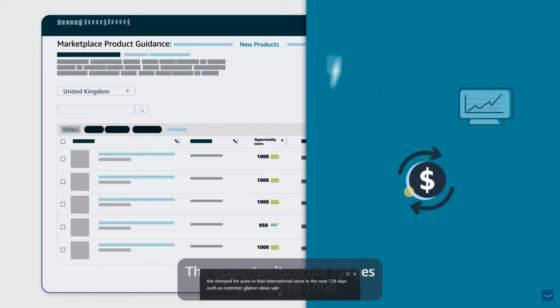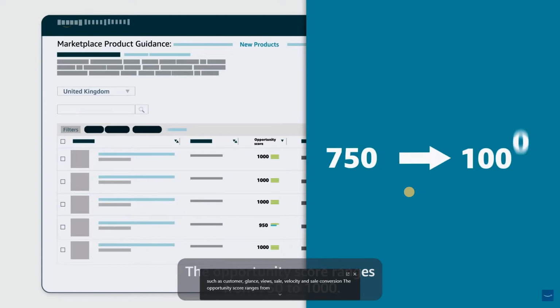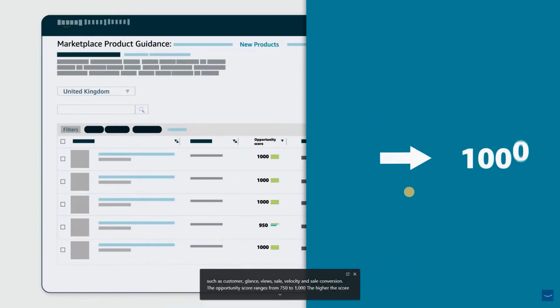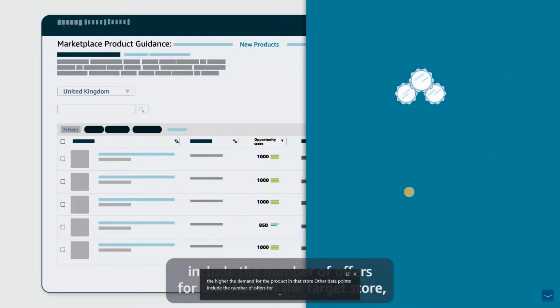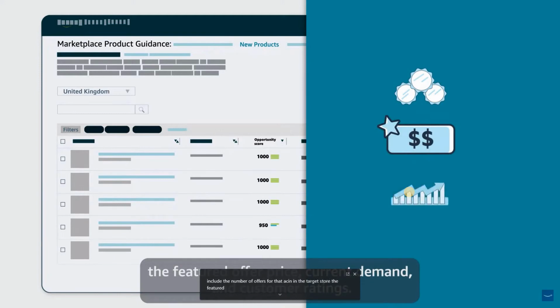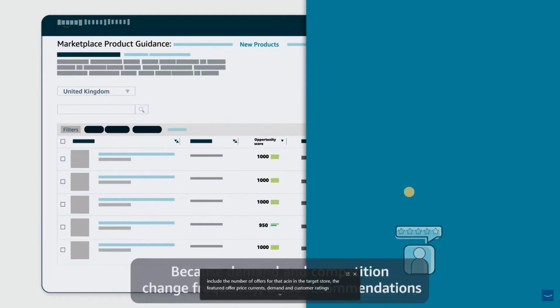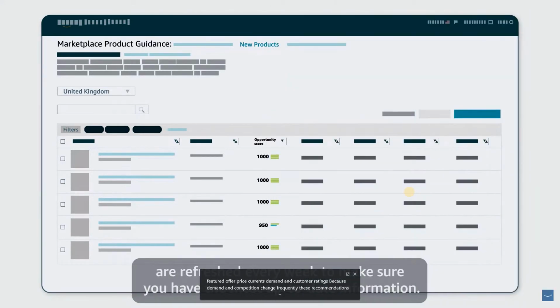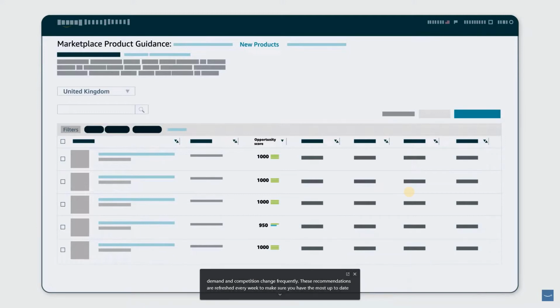The Opportunity Score ranges from 750 to 1,000. The higher the score, the higher the demand for the product in that store. Other data points include the number of offers for that ASIN in the target store, the featured offer price, current demand, and customer ratings. Because demand and competition change frequently, these recommendations are refreshed every week to make sure you have the most up-to-date information.